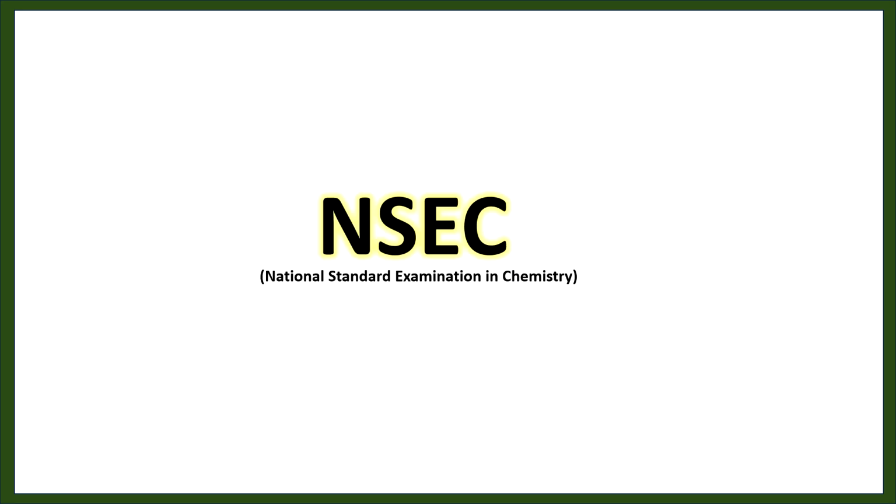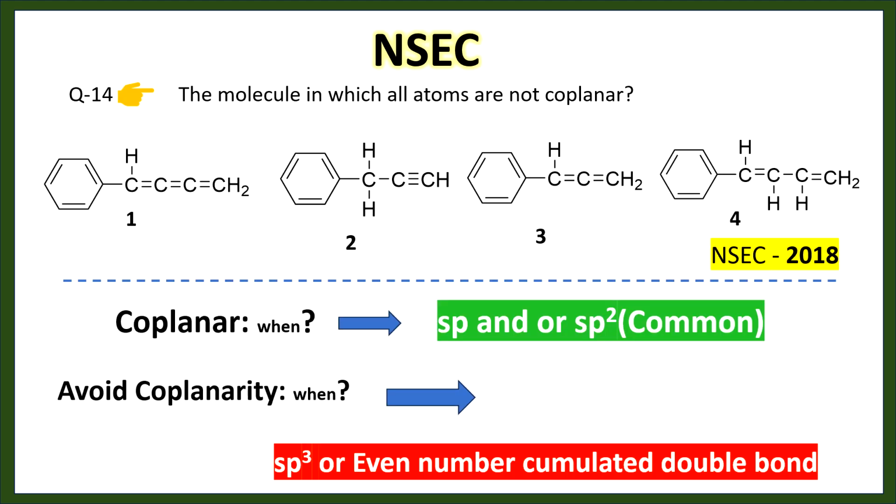Now we'll move to another exam question, from the National Standard Examination in Chemistry, NSEC. Question number 14 overall: the molecule in which all atoms are not coplanar. These molecules are given, but in which cases are all atoms not coplanar? We could see that these two are sp2, and in the middle are sp. In these cases all are single bonds, sp3, sp. As it is sp3, that means not planar.